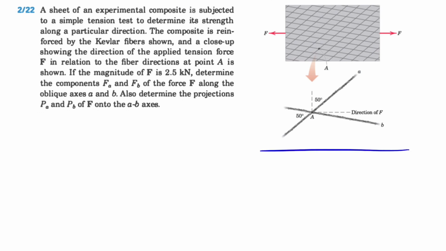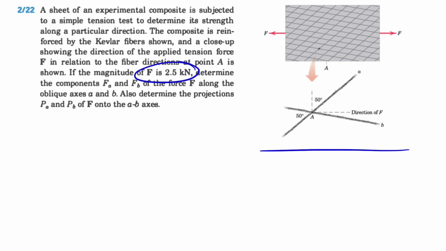So you can see the fiber in here, and we know the magnitude of the force F is 2.5 kilonewtons, and we need to determine the components FA and FB of the force F along the oblique axes A and B. And we also need to determine the projections PA and PB of F onto the AB axis. So let's start with the first part of the question where we need to find the FA and FB.